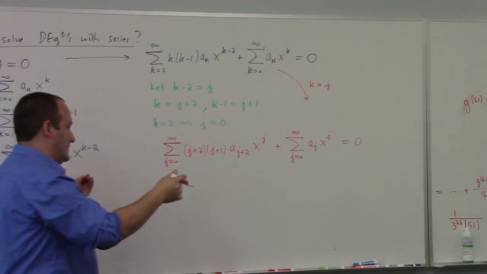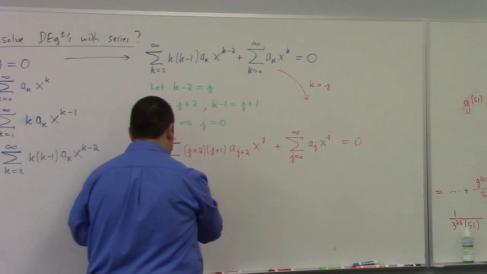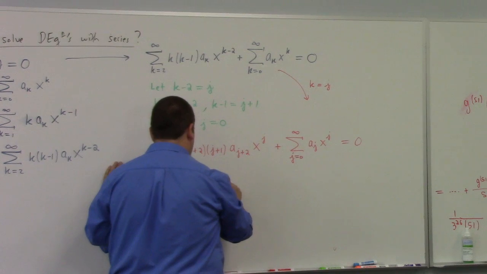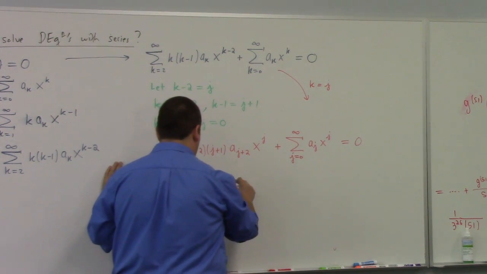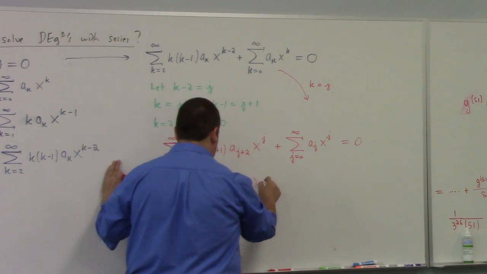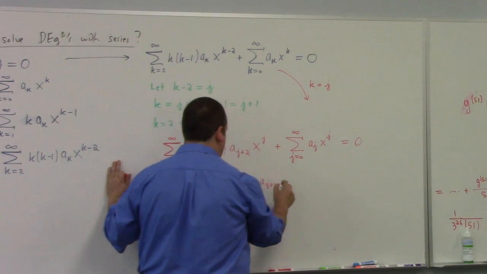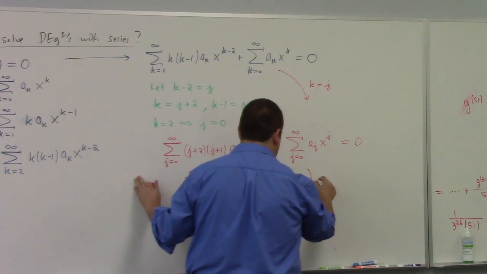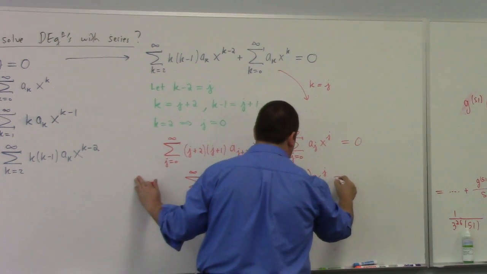So now you can see that we can combine them, right? Into one big grand glorious series of (j plus 2)(j plus 1) a sub j plus 2 plus a sub j, in parentheses, x to the power j, equals 0.